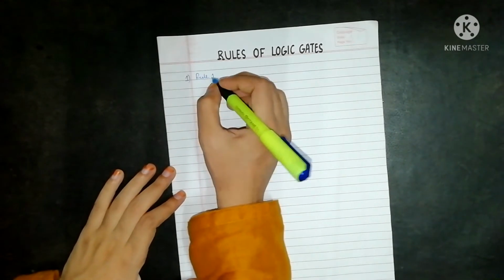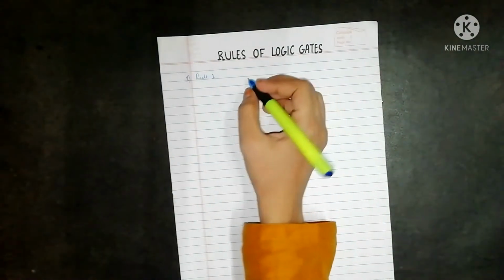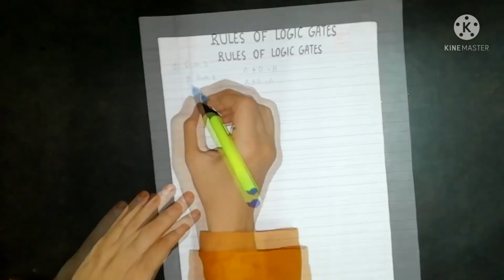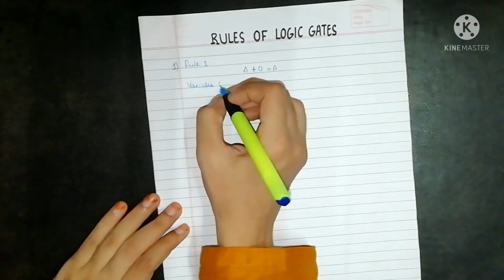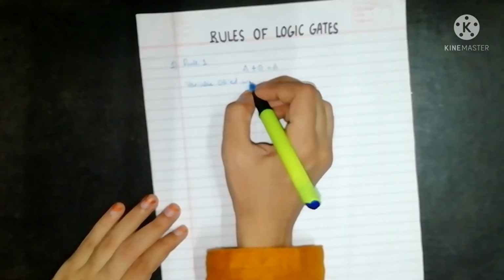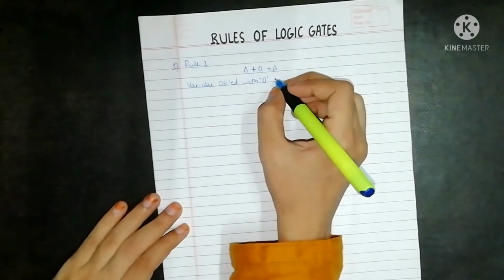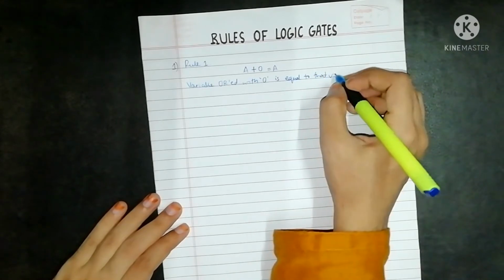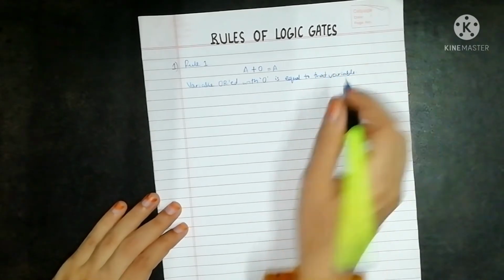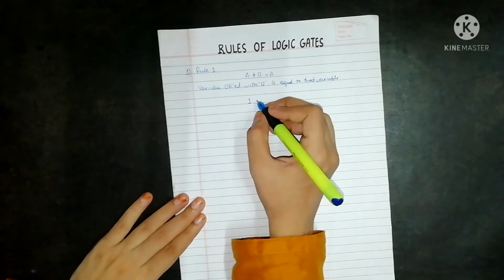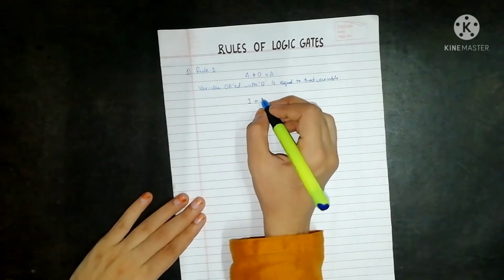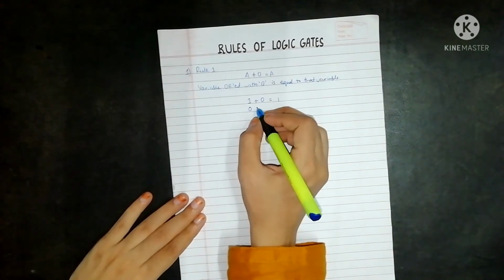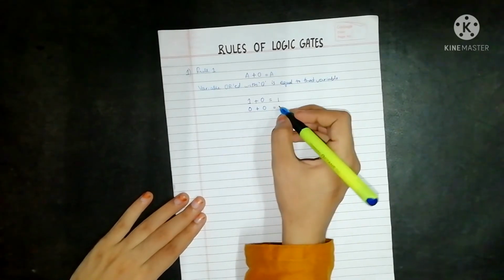the rule number 1, which says a variable ORed with 0 is equal to that variable. Suppose my variable is 1, and if I am ORing it with 0, then I am going to get 1. Now suppose my variable is 0, and if I am ORing it with 0, then I am going to get the same variable, that is 0.